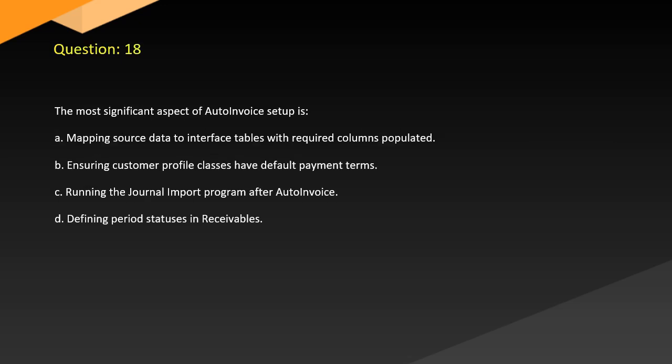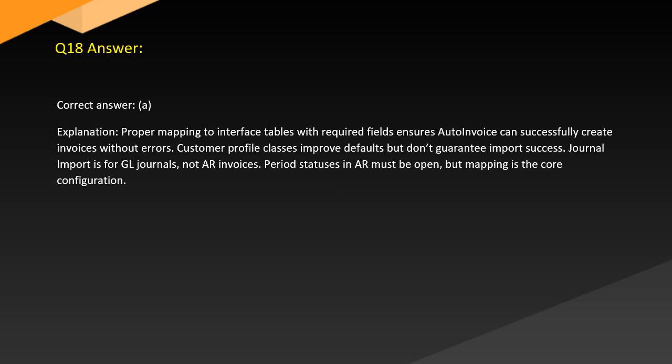Question 18. The most significant aspect of auto-invoice setup is: A. Mapping source data to interface tables with required columns populated. B. Ensuring customer profile classes have default payment terms. C. Running the journal import program after auto-invoice. D. Defining period statuses in receivables. Answer. Correct answer. A. Explanation.